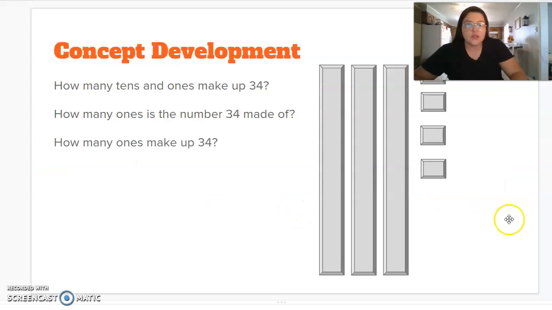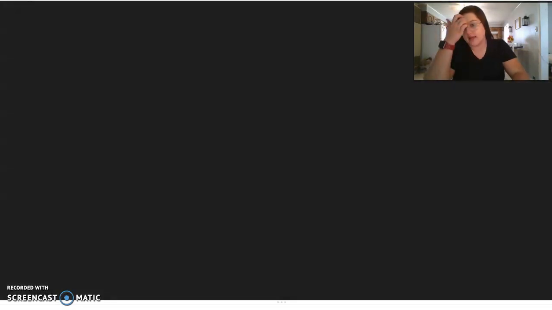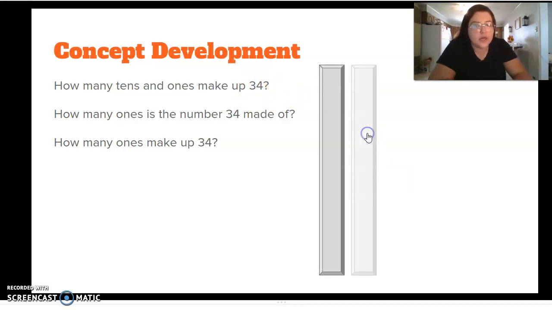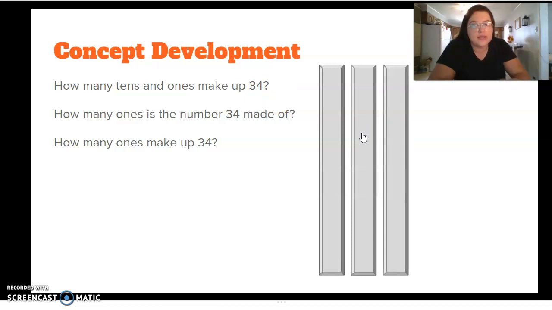If we move on to our concept development, we're going to look at the number 34 again. How many tens and ones make up 34? Well, we just discussed with Sue that there were how many tens in 34? Remember, we look at the tens place. What number is that? 3. 1, 2, 3 tens.